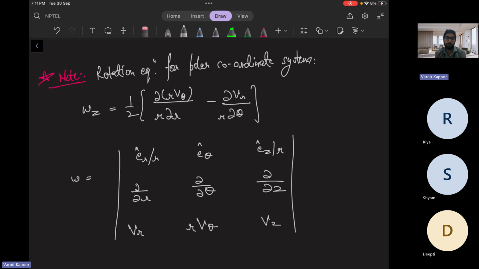Now we categorize our vortex motion in two different forms. That is, one is forced vortex and one is free vortex. So what do we mean by a forced vortex? That means we provide some external torque to the system so that the rotationality happens. Whereas the free or natural vortex is that without giving any external torque to the system, the flow is moving in a circular motion.